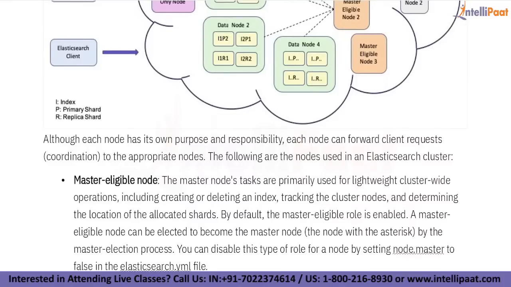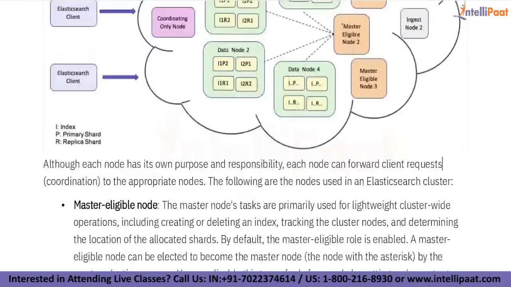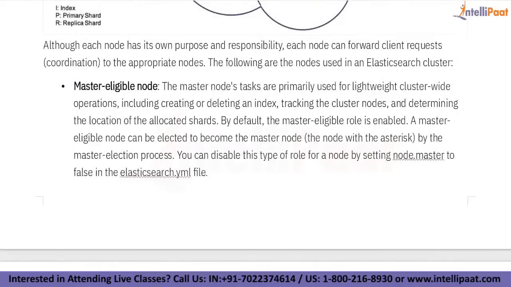So here, this master person is not going to do all the hard work. His only work is lightweight, cluster-wide operations. He will create indexes, he'll track the cluster nodes, and he'll determine the location of the shards. By default, the master eligible role is enabled for everyone, and the node can be elected to become a master node. If you have two or three, they'll get elected, and you can disable this role for a node by setting node.master to false in the elasticsearch.yaml file. I'll show you the YAML file. You can simply go to the YAML file and mark node.master to false, which means it will not be master.